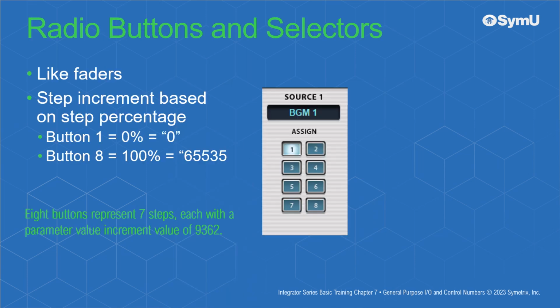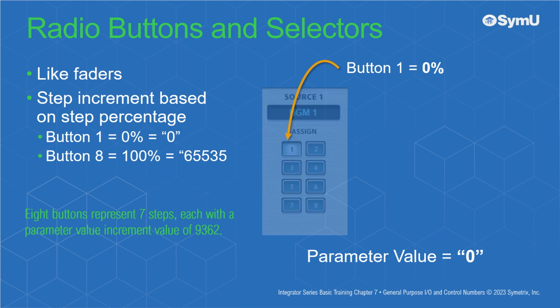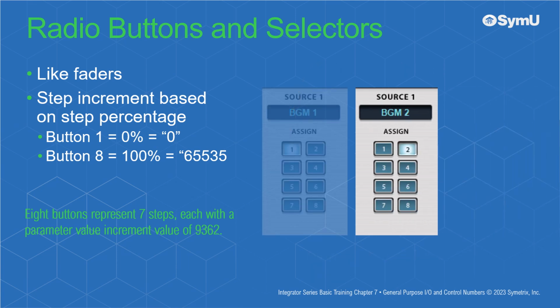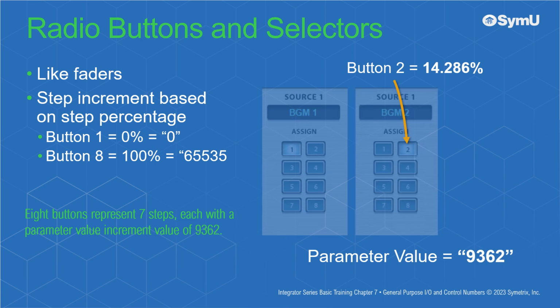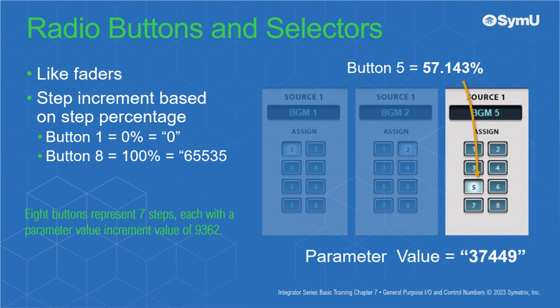Radio buttons and selectors are similar to faders when calculating parameter values. The value is a percentage based on the number of steps on a scale from 0 to 65535. In this example, source 1 of the 8-channel input selector is 0% with a value of 0. Source 2 is 14.286% with a value of 9362. Source 5 is 57.143% with a value of 37449. Source 8 is 100% with a value of 65535.